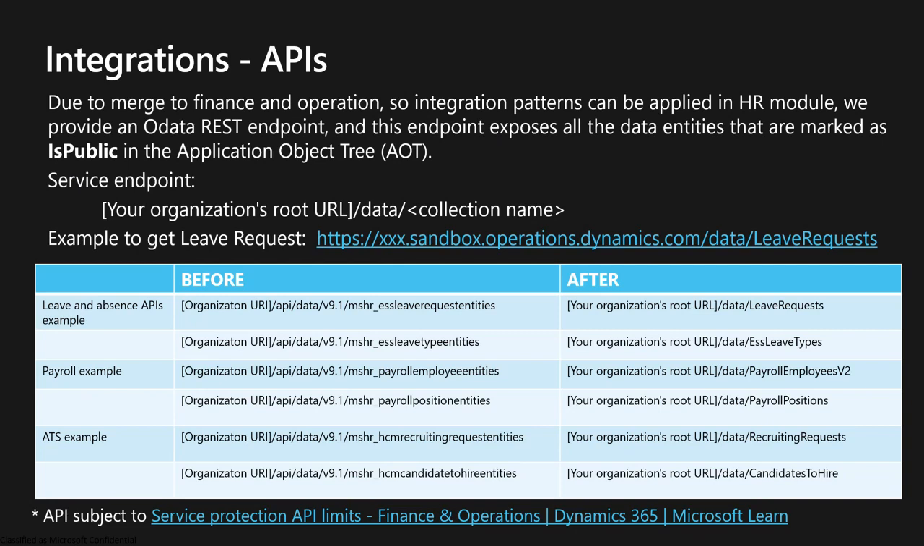Of course, you can create your custom data entity as well, which has been marked as public in the AOT, the application object tree, and then you can use it in the endpoint. So you can still collect the data by the API for leave and absence, payroll, and ATS. The figures in the table show the different paths after the merge to the finance and operation for your reference. And all APIs in merged infrastructure are subject to the service protection API limits. You can find more reference in the service protection API limits in MS Learn.